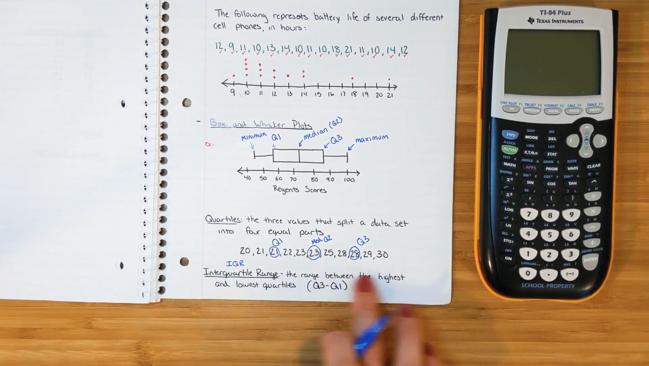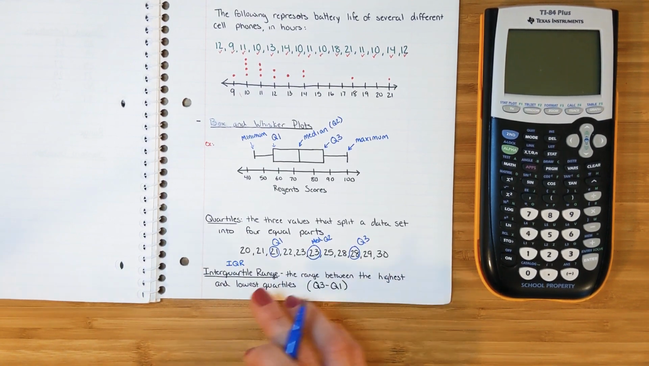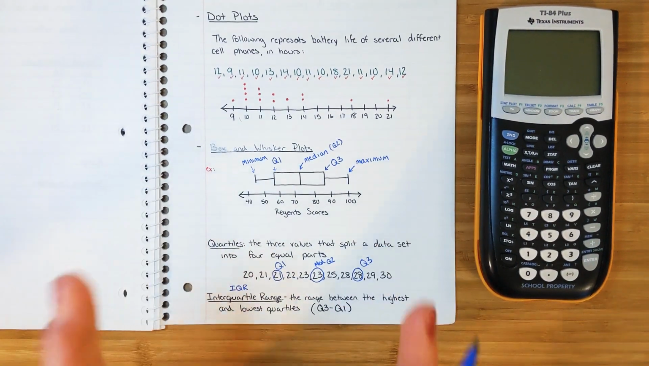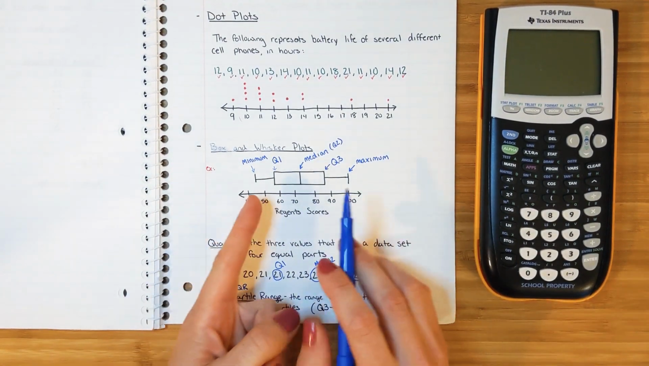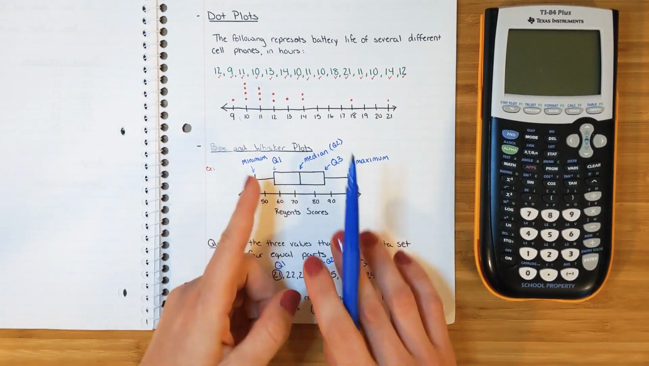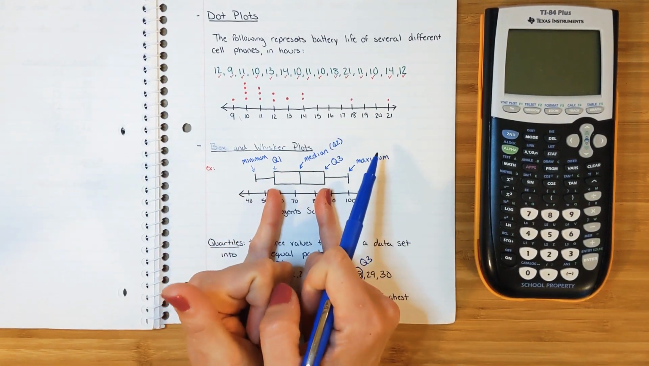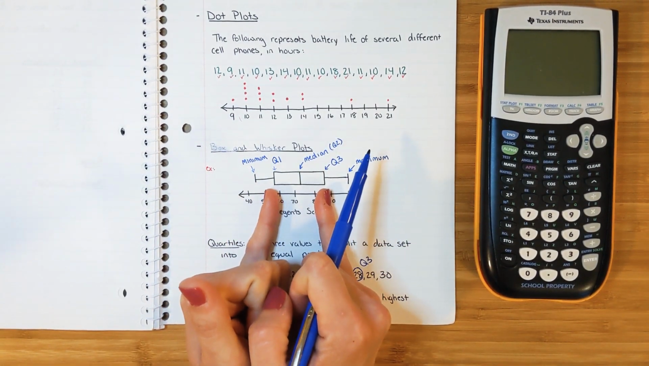Okay, the cool thing about the interquartile range is it's always going to measure the middle 50% of our data set. So quartile 3 to quartile 1 is always going to section off the middle half, or the middle 50%, of our data.